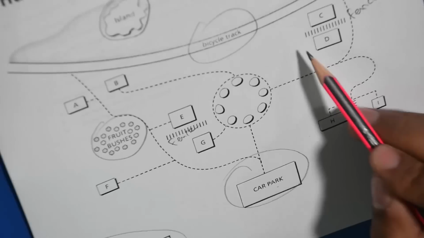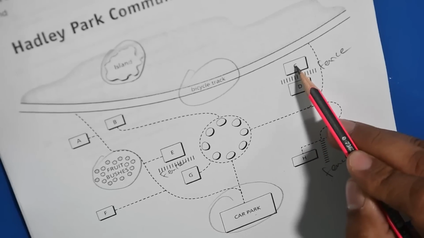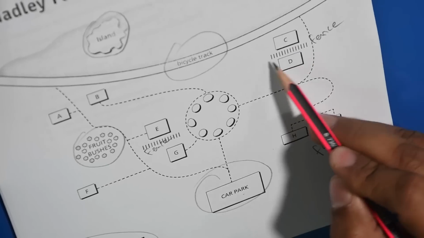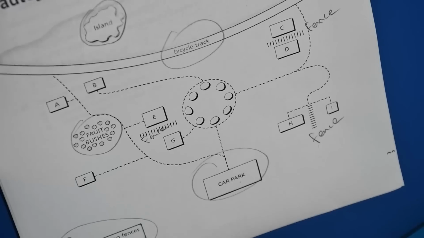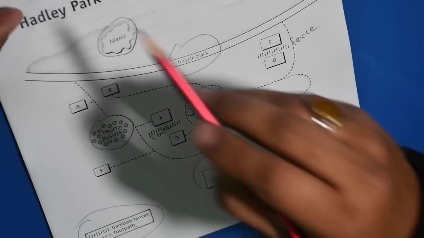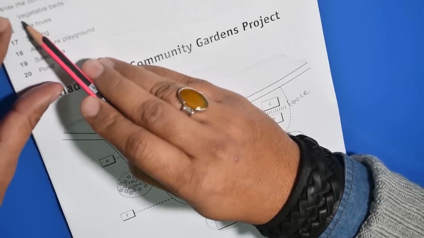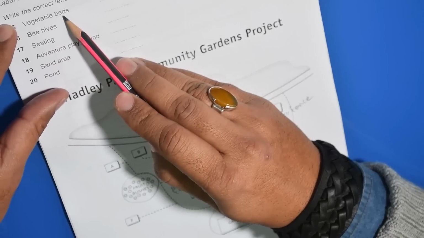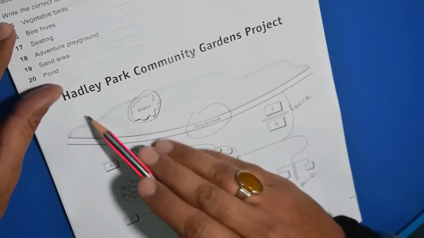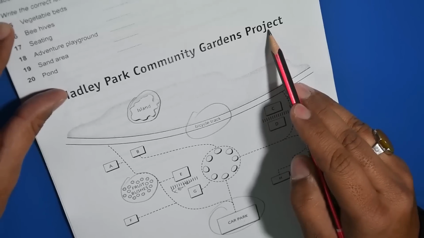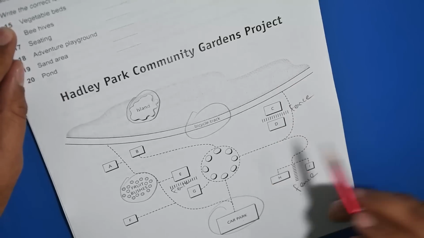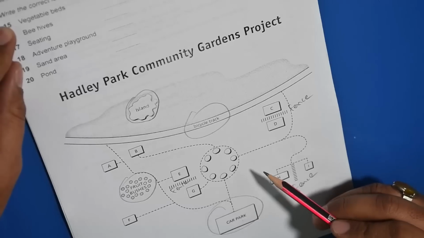Now for example, they use the word fence. They'll say between C and D there is a fence, and you don't know this is a fence if you don't read this. So anyways, first in the audio they will tell you about vegetable beds, right? It's a sort of a Headley Park Community Gardens project. They will tell you about vegetable beds, and the first thing you need to see is from where they are starting.